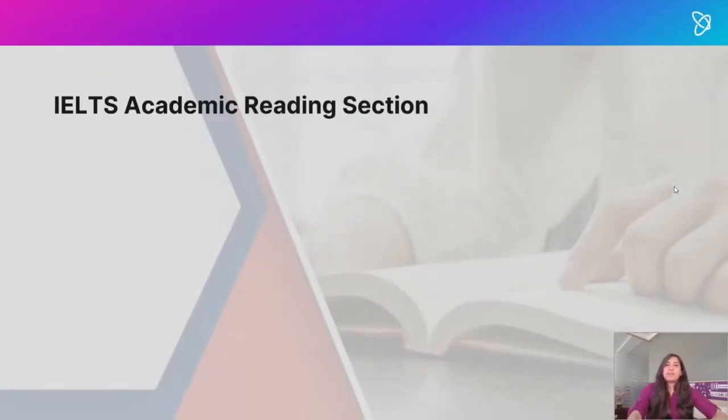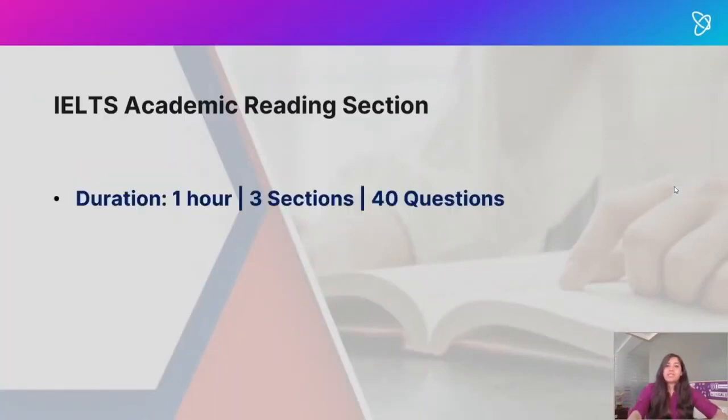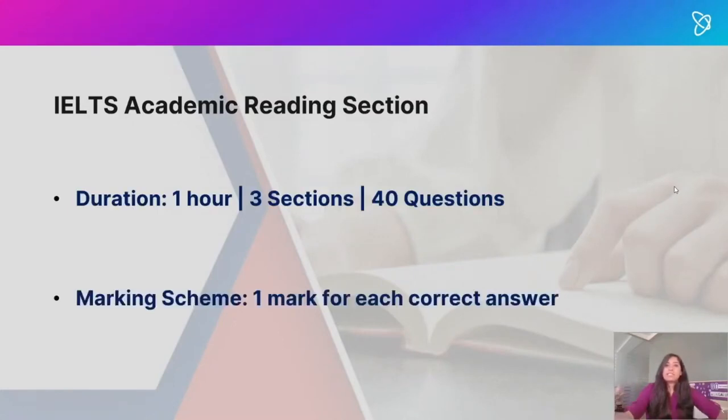The IELTS academic reading section consists of 3 sections with 40 questions, and you have 1 hour to complete it. The marking scheme goes as follows: you get 1 mark for each correct answer.